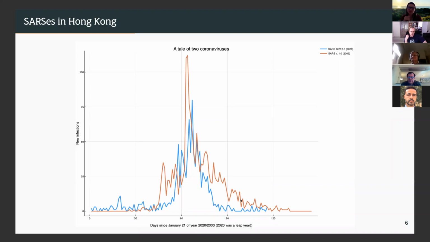So what are we all worried about? Well, this is just Hong Kong, obviously. The rest of the world has not necessarily fared quite so well as Hong Kong has in 2020. But the question really is, why is that? What is the fact that drives this coronavirus to be so much worse than the other one?